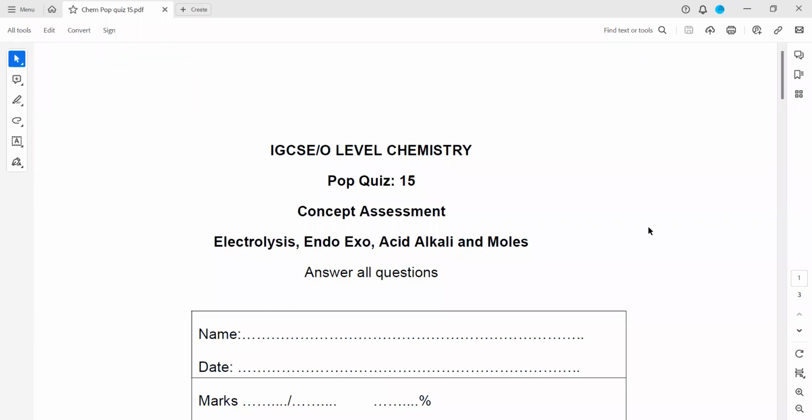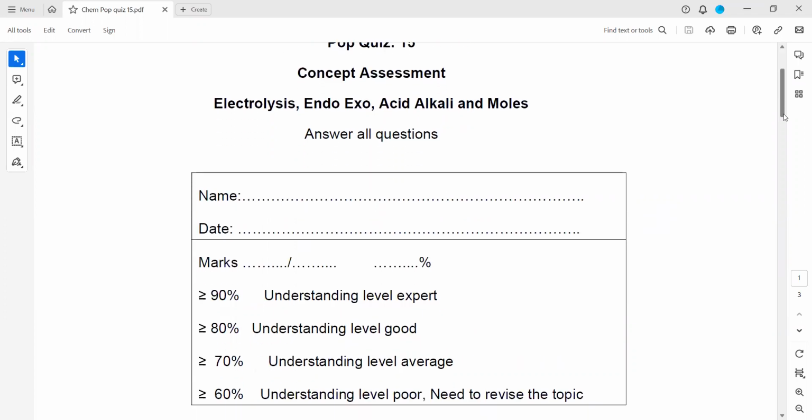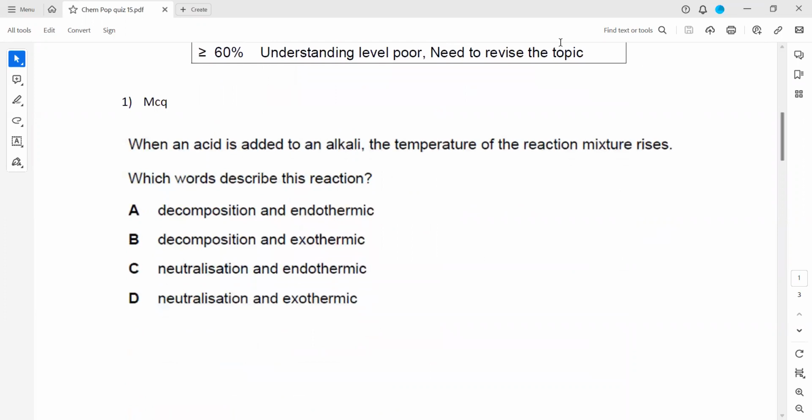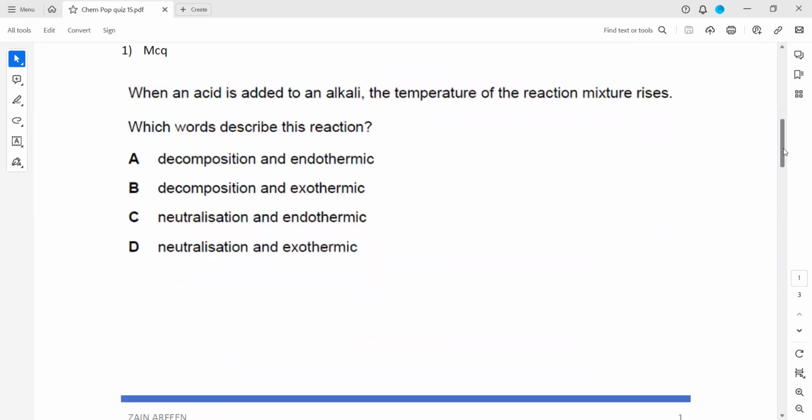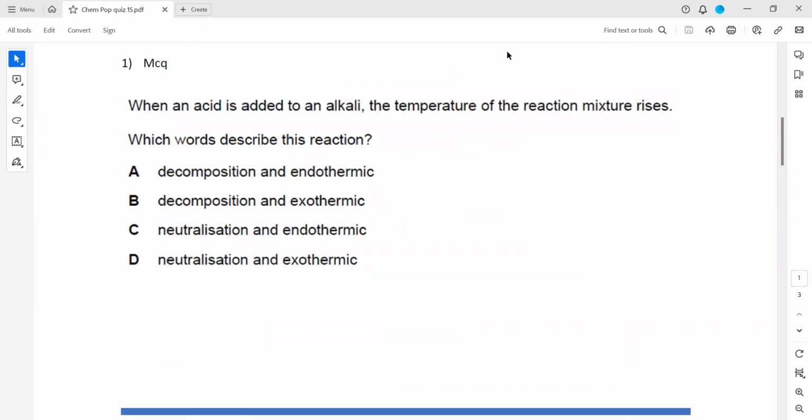So pop quiz 15, which was related to electrolysis, chemical energetics, acids, alkalis, and the moles topic. In the first question, when acid is added to an alkali, so acid and alkali reaction, acid reacts with an alkali to form salt and water. We call these reactions neutralization. Neutralization is the reaction whenever any acid reacts with an alkali.